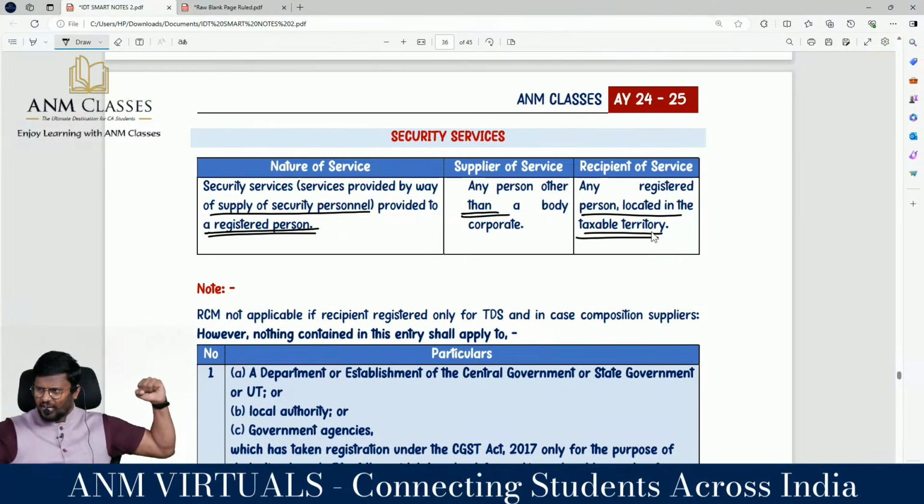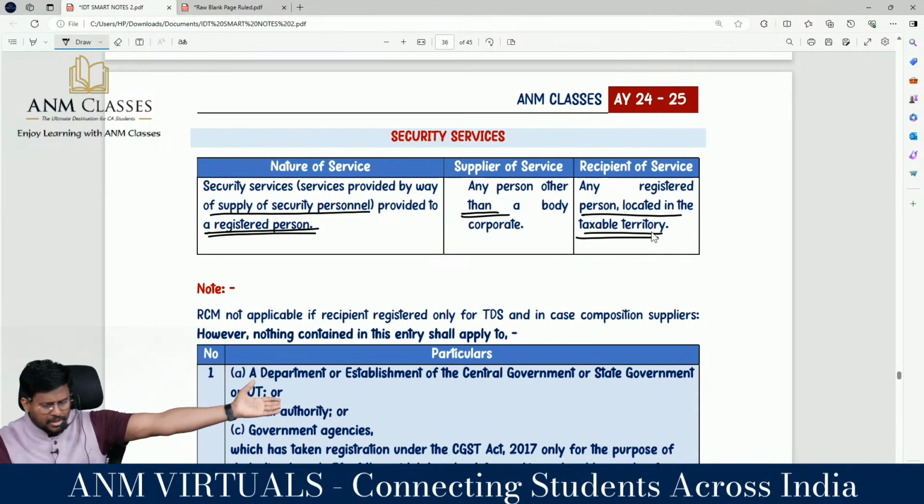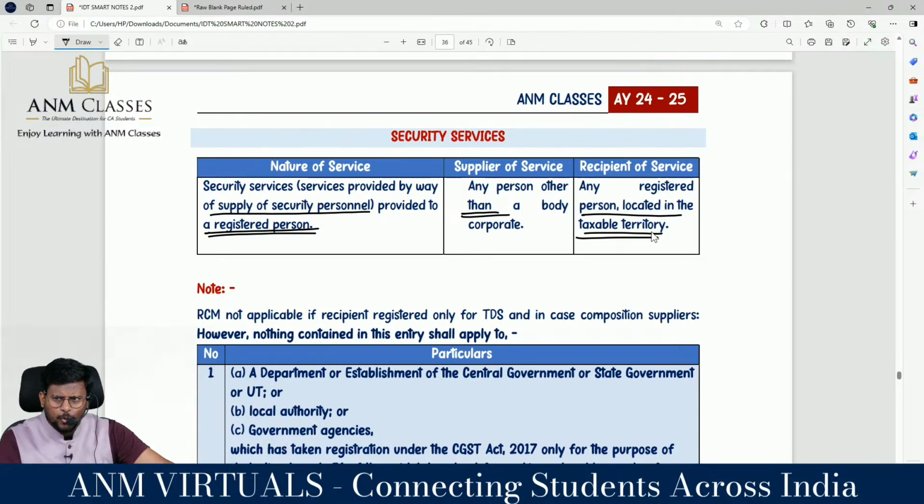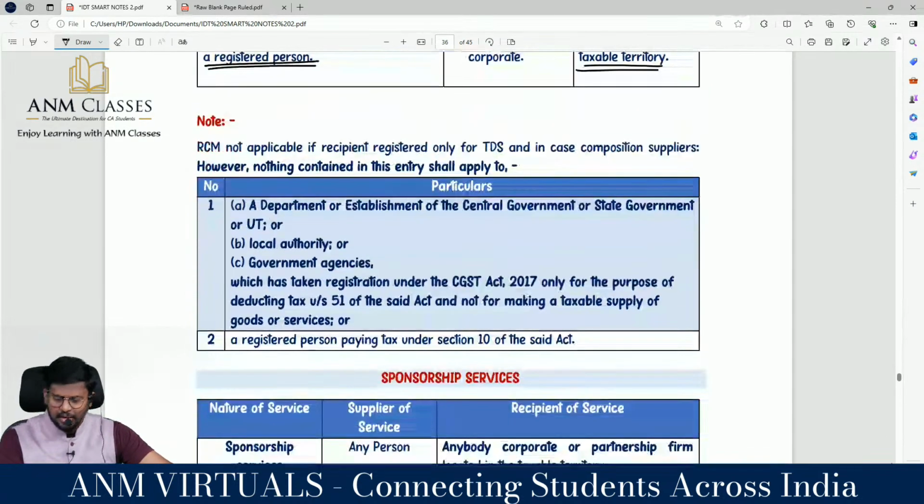In security services, the service provider is a person other than a body corporate, and the recipient may be a registered person located in the taxable territory. Then the registered person located in the taxable territory is the person liable to pay. Right? But this has an exception. RCM is not applicable if the recipient is registered only for the purpose of TDS, and in the case of a composition supplier. For these two, sir, RCM on security services will not apply.